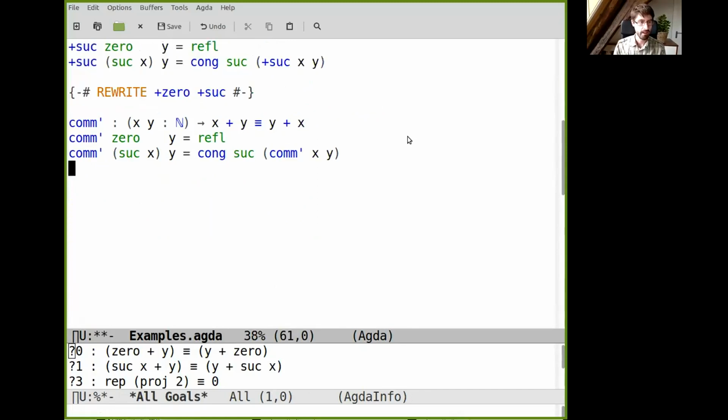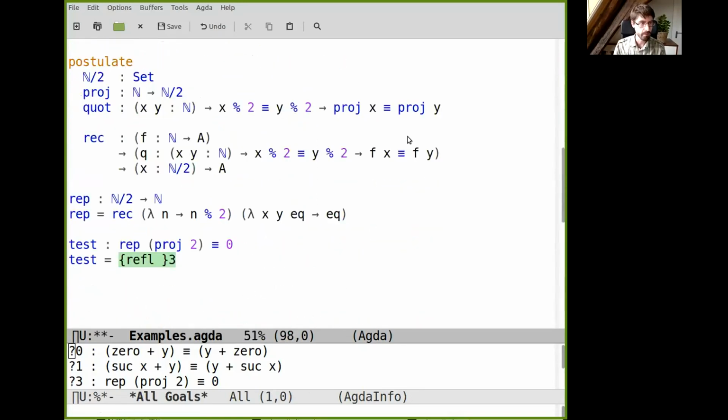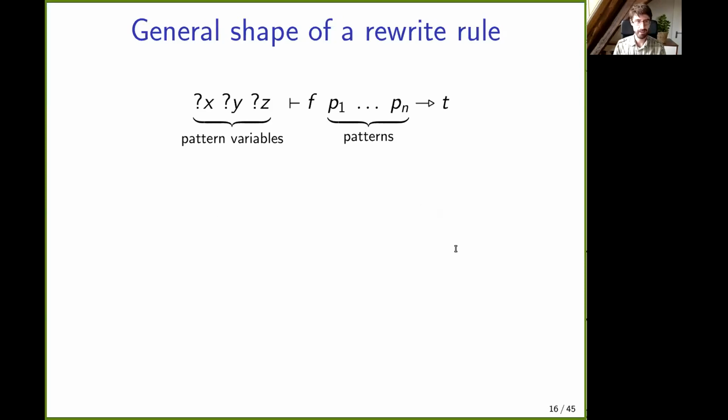Okay, and I have a similar example for the quotient type, but I see I'm already taking quite a lot of time, so maybe I'll skip this for now and maybe come back to it later. Because there's still quite a lot of things I want to talk about.